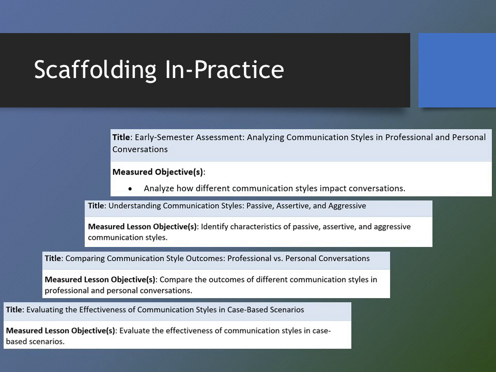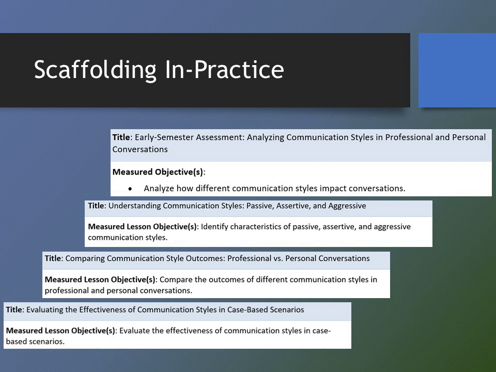Similar to the staircase in the previous slide, you can see how 3 formative assessments build up to support the larger summative assessment. For example, the quiz titled Understanding Communication Styles: Passive, Assertive, and Aggressive helps students identify the characteristics of each communication style. This formative assessment supports the summative assessment by reinforcing students' ability to identify communication styles, a skill that will be essential for analyzing their impact in real-world conversations. Next, there's the written reflection titled Comparing Communication Style Outcomes: Professional versus Personal Conversations.